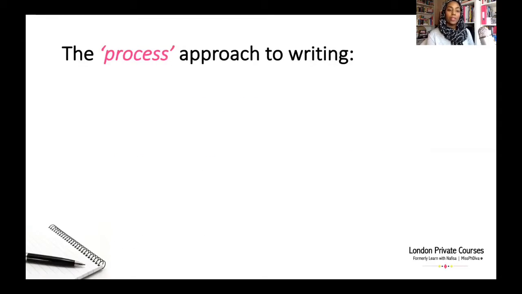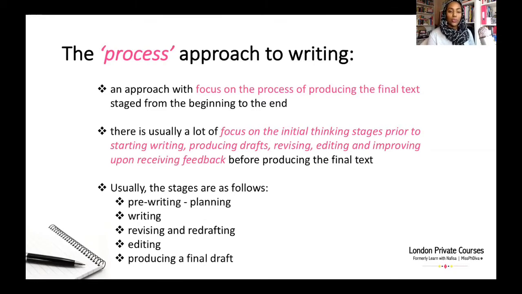On the other hand, the process approach to writing is an approach with focus on the process of producing the final text, staged from the beginning to the end. There is usually a lot of focus on the initial thinking stages prior to starting writing, producing drafts, revising, editing, and improving upon receiving feedback before producing the final text. Usually the stages are as follows: pre-writing, which then leads to planning; writing, revising and redrafting. Of course, this can be done as many times as necessary; editing before producing a final draft.